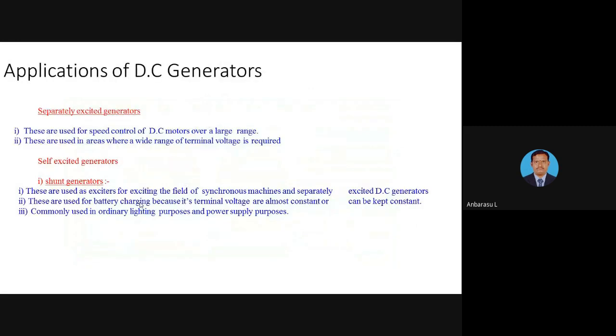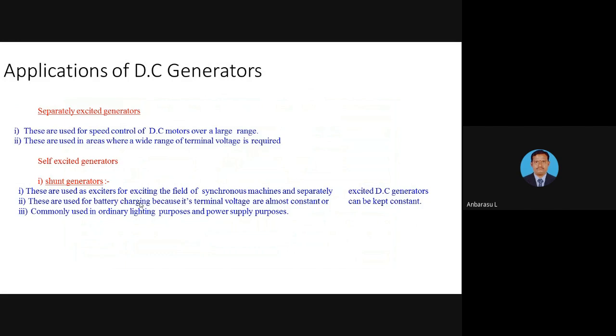So finally, we can discuss the applications of DC generator. First one is the separately excited DC generator. This is used for the speed control of DC motor over a large range. Second, they are used in areas where a wide range of terminal voltage is required. These are the main applications of the separately excited DC generator.